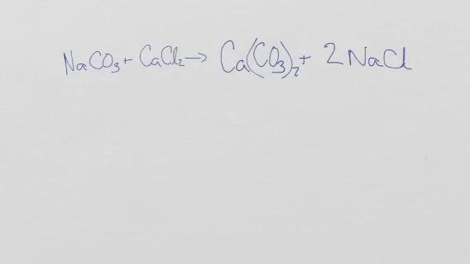Look at this chemical equation, right? We've got sodium carbonate, which is added to calcium chloride. That causes a reaction that gives rise to calcium carbonate and sodium chloride. Now, let's break this equation down into its parts.